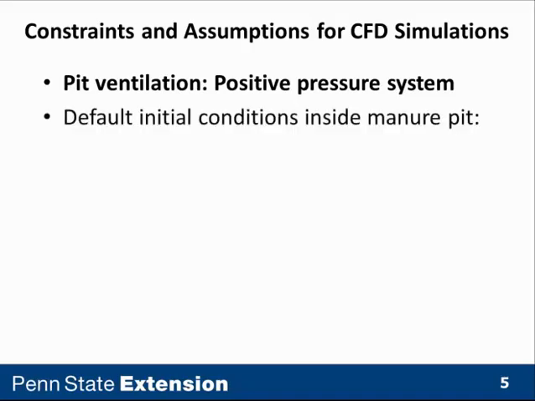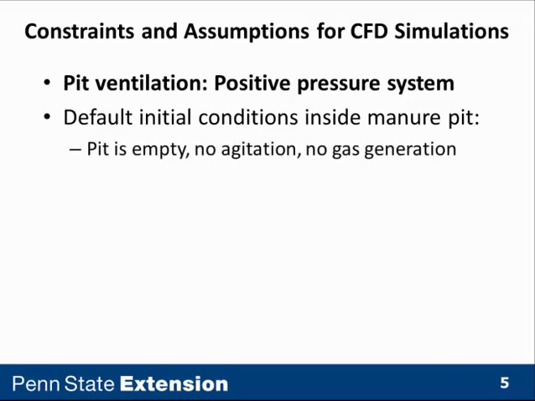The default initial conditions inside the manure pit are, we assume that the manure pit is empty. We're also assuming no agitation and that there's minimal gas being generated. In other words, we only have the existing manure pit gas inside the pit. And when I say a manure pit is empty, you can have, say, 6 to 12 inches of residual manure in the bottom of the pit, but we're not talking about situations where the pit is half full, three-quarters full, or anything like that.